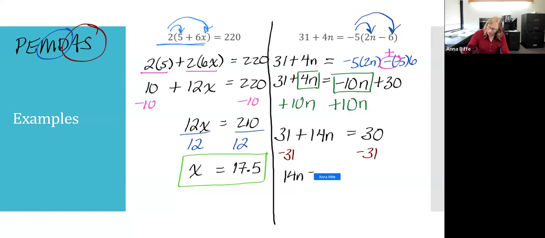14n is equal to -1. There we go. And then as a last step, I can deal with multiplication. I'm going to divide left and right by 14. -1 divided by 14. Put that in your calculator and you're going to get -0.07. Negative 0.07. There we go. We got there.